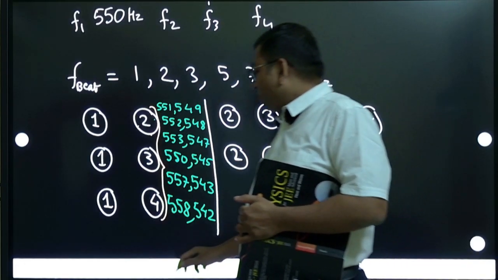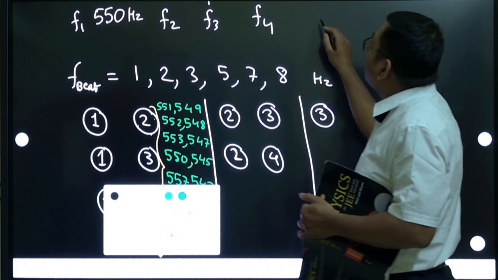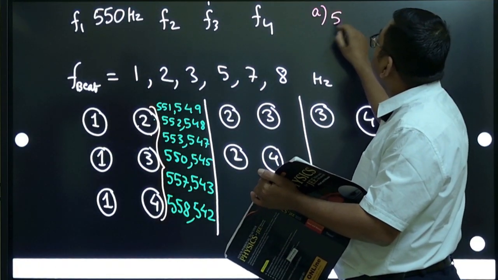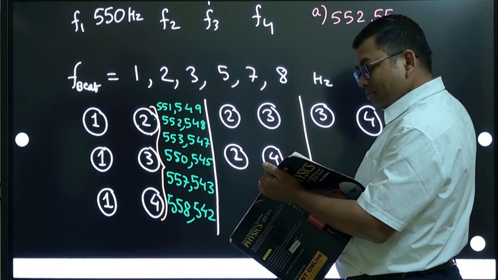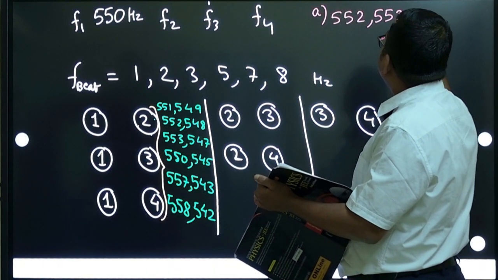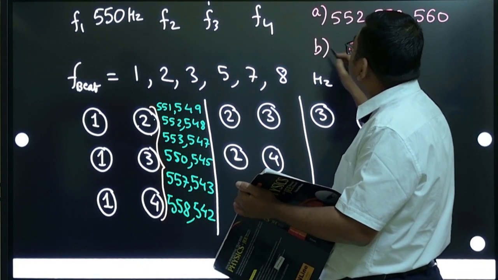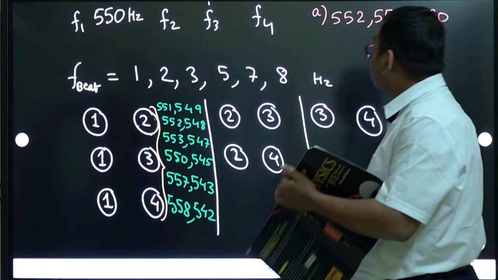Okay, so you try to write the options. Okay, I will write option A. Option A is given 552, 552, 553, 560. Okay, so option B. Option B is given. Okay, let us check first option 1. Is it possible or not?